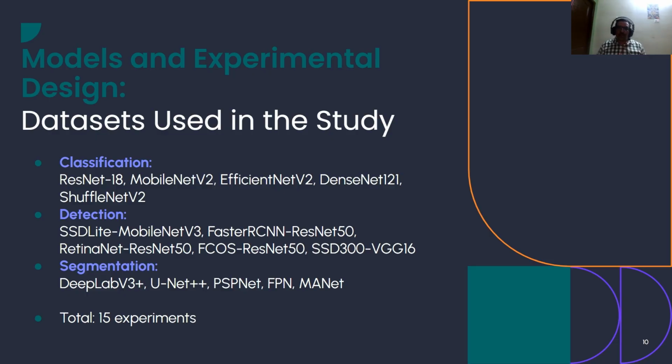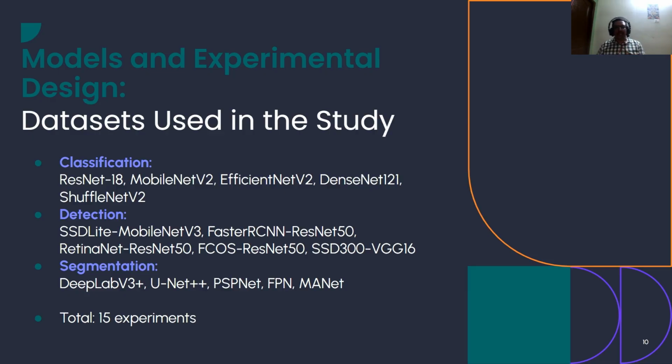This includes both lightweight and more complex architectures as well as different detection strategies. For segmentation, I used DeepLabV3, UNet++, PSPNet, FPN, and MANet. These models capture the spatial details and contextual information in different ways. The key idea behind the selection was to test the framework across a wide range of architectures so that the SAQ is not limited to a specific model type but can be evaluated more broadly across different scenarios.